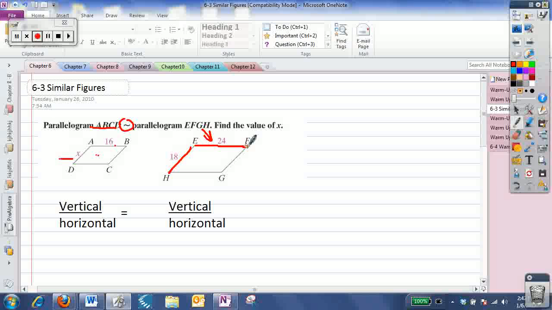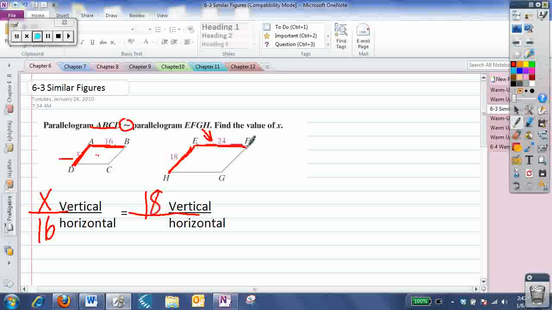So when I set up my proportion, I always label my proportions so that I don't get confused as to which number goes where. This vertical part, this up and down, we're going to say is the vertical. This line across, we will say is the horizontal. So for ABCD, the vertical is x, the horizontal is 16. For parallelogram EFGH, the vertical is 18 and the horizontal is 24.